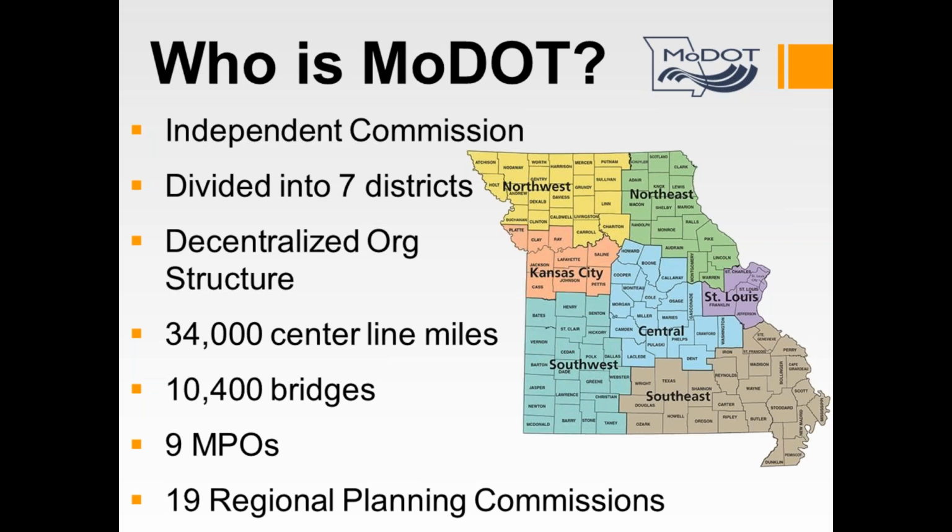MoDOT leadership strongly supports this decentralization, as we know that the local staff or the local people can better identify with those who live and work in their areas. We've got 34,000 miles, 10,400 bridges to take care of. Of our 9 MPOs, we've got 5 which are by state and 4 are TMAs. We have 19 regional planning commissions that cover the entire state, or some states call them or refer to them as RTPOs.